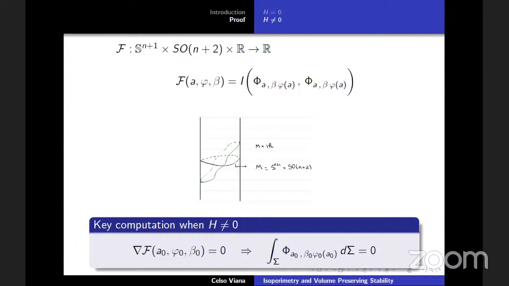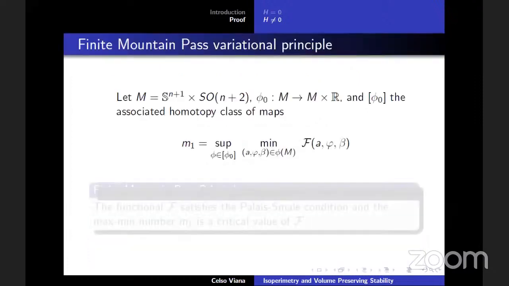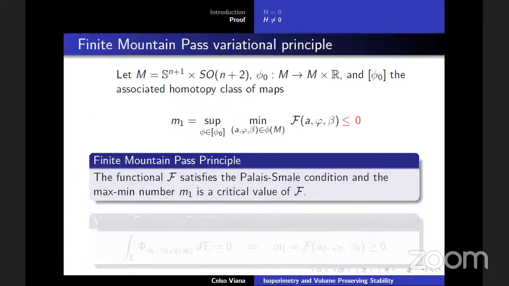And so if you look at this negative direction as beta goes from minus infinity to infinity, then you get a curve that will always hit the green hypersurface that appears here, right? And so in other words, there is always a point in our green hypersurface where the functional is non-positive. So that explains why this number M1 is always non-positive, right?